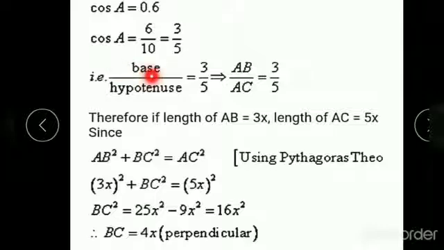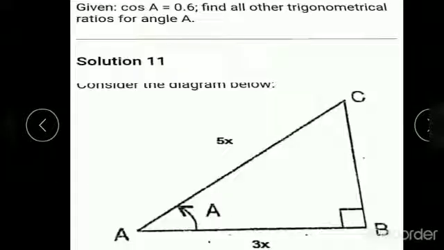Cos A is nothing but base by hypotenuse. If you simplify this, what do you get? 3 2s are 6, 3 5s are 10. That is 3 divided by 5 you get. That is, base is 3 and hypotenuse is 5. So you can write base AB as 3x, and hypotenuse AC as 5x, and you have to find out the perpendicular.